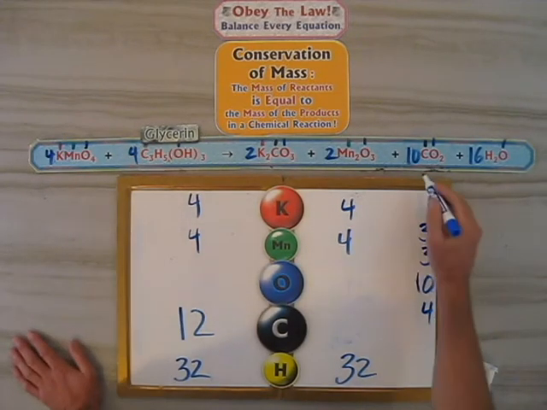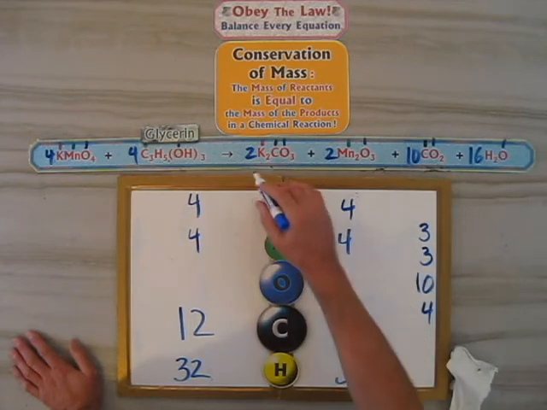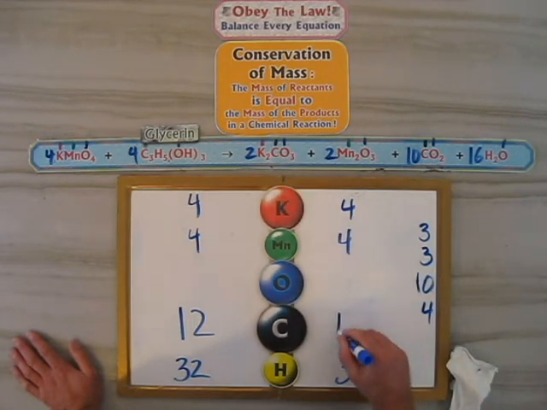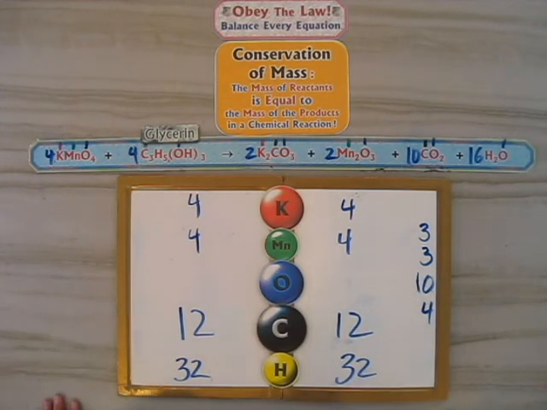And how many carbon do I have over here? I've got 10 carbon, right? And 2 carbon. Oh, good. Carbon is good. That's pretty cool. All right, so let's see, what else do we have to add up?